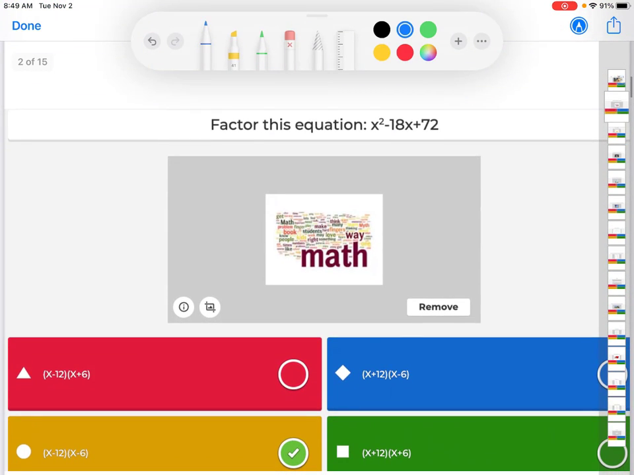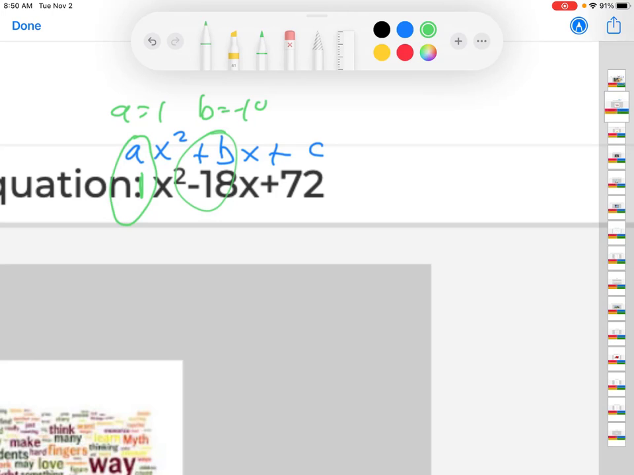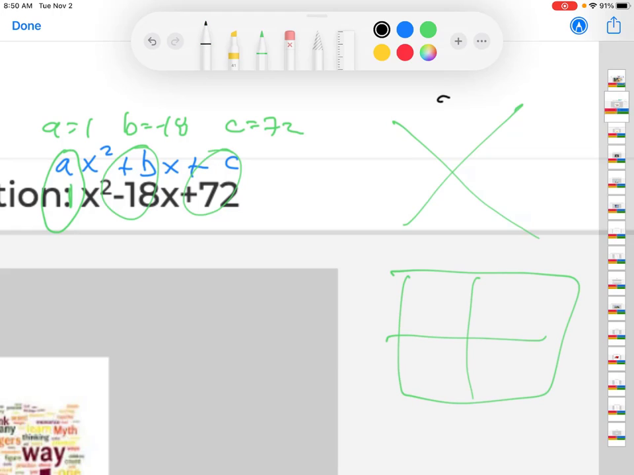Question number 2, we're going to do the same thing. Put standard form right above it. That way it can help you identify the letters or coefficients. So there's no number there. The reason why it cannot be 0 is because 0 times anything turns it to 0. So that has to be a 1. B is negative 18. And C equals 72. Let's go ahead and factor that. A times C is 72. My B value is negative 18.